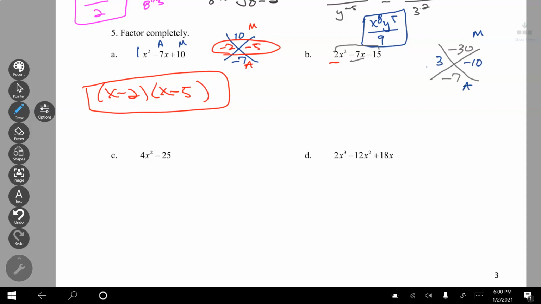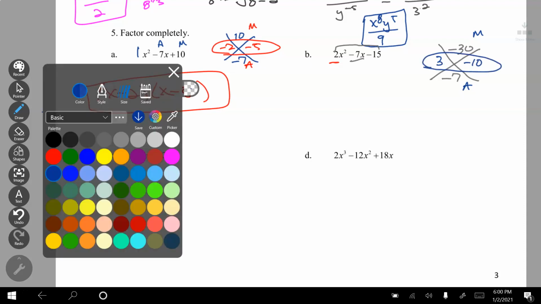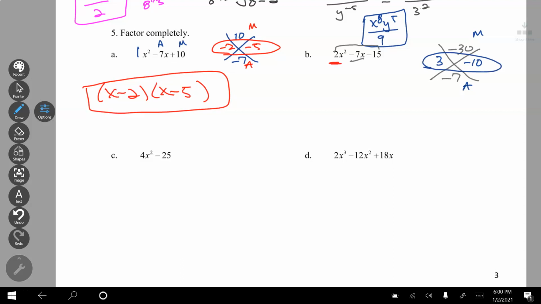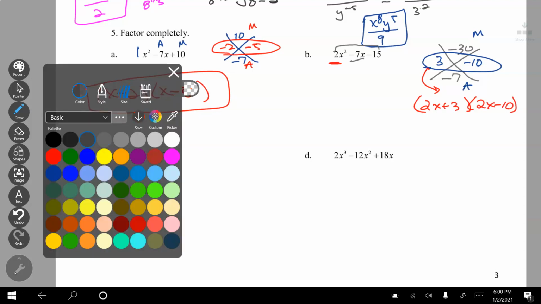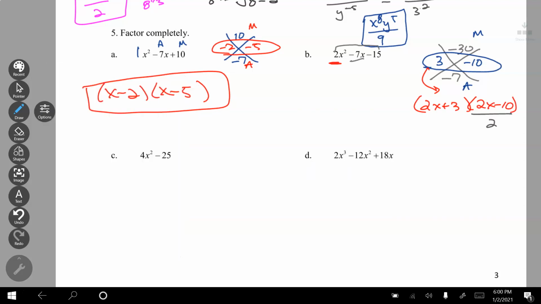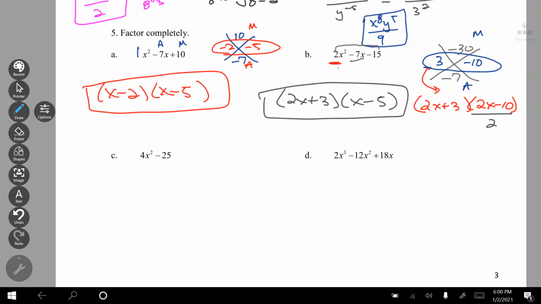Do that, and I'm going to use that, but I do have to pay attention to this positive 2 here. So when I do that, I get 2x plus 3, 2x minus 10 by using my 3 and negative 10, but then I could reduce. I could take a 2 out of here, and I get 2x plus 3 and x minus 5 as my result. And if you check it out, it'll work because I get 2x squared, and 3 times negative 5 is negative 15, and everything else will work out in the middle.